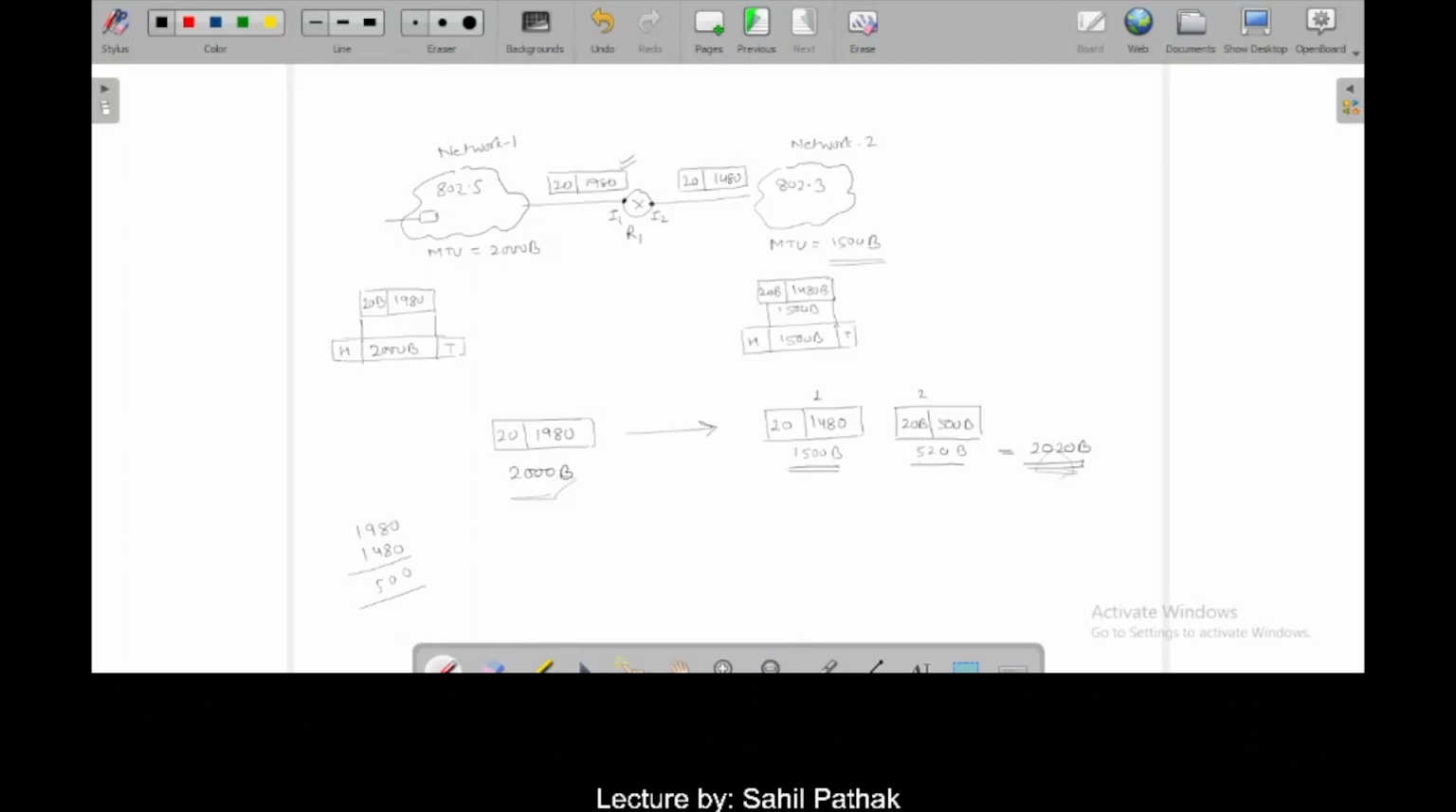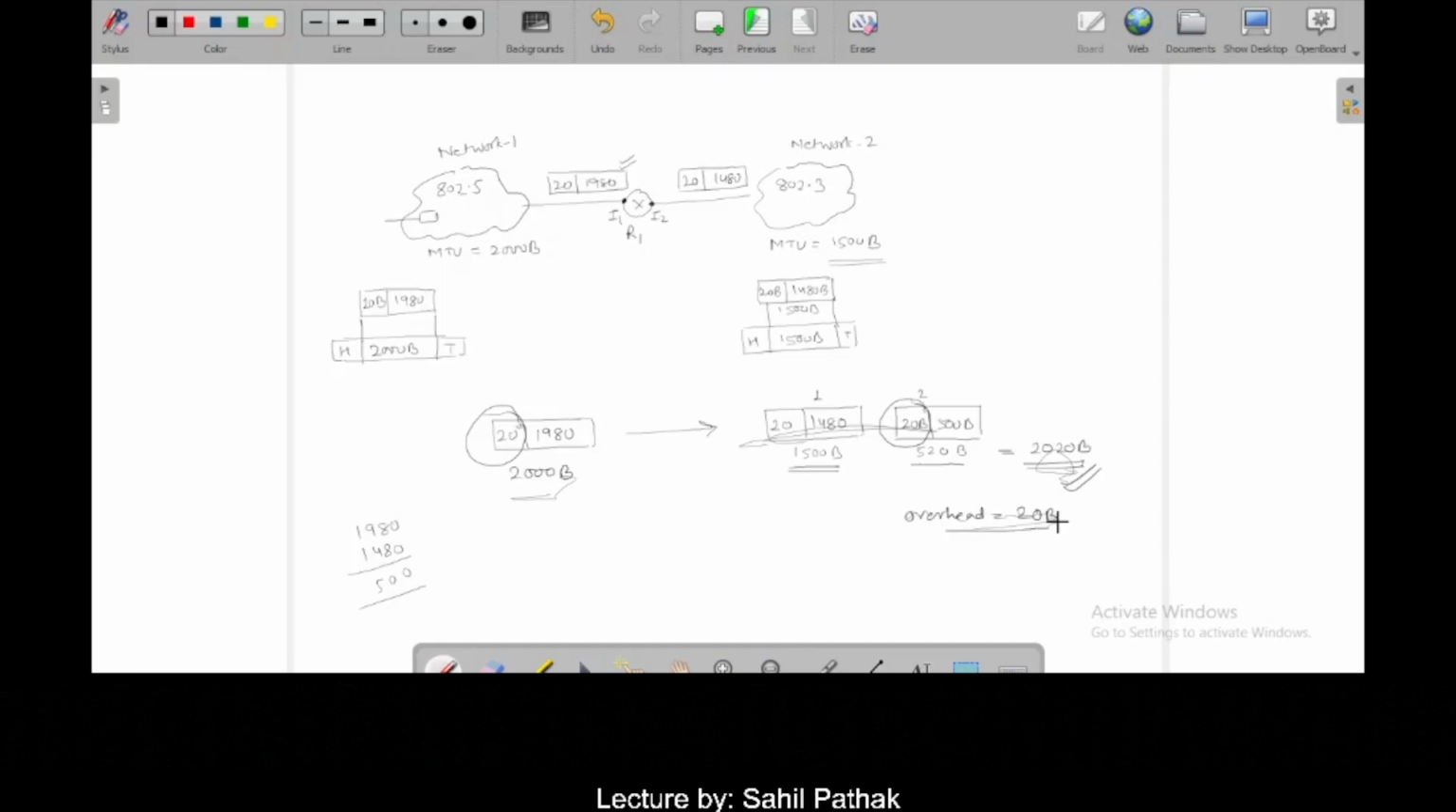Now the size of 20 bytes is being increased over here, and that size is being increased because we have to add one more header over here. One header is already added over here, but now for every fragment we have to add one extra header, so that would be the overhead. So here the overhead is coming out to be 20 bytes.